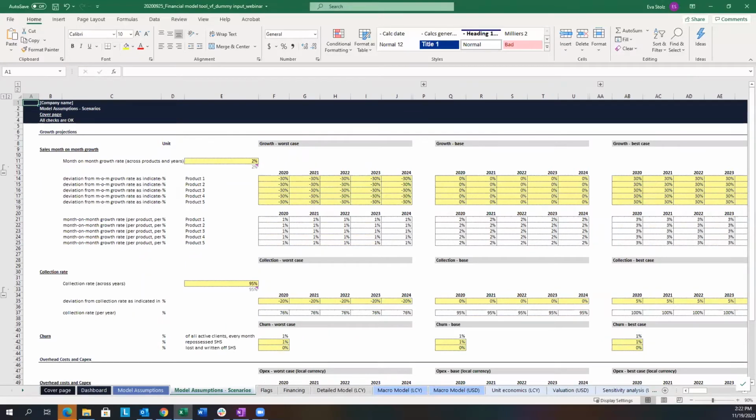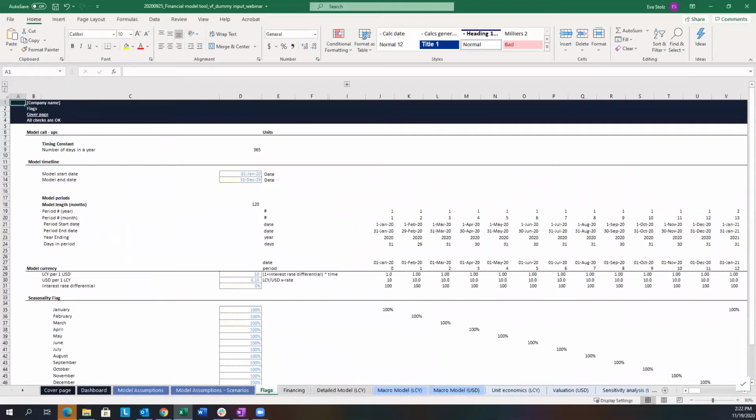And then for some specific inputs, you have the model assumptions scenario sheet. So the second sheet really allows you to provide values for several scenarios of some specific inputs, such as the sales growth, the collection rate, the churn rate, the overhead costs, and CapEx. And because I have mentioned it before, with collection rate, we refer to the ratio of the collected receivable payments over the total receivable payments due for a certain period. And with churn rate, we refer to the ratio of written off and repossessed units over the total units outstanding.